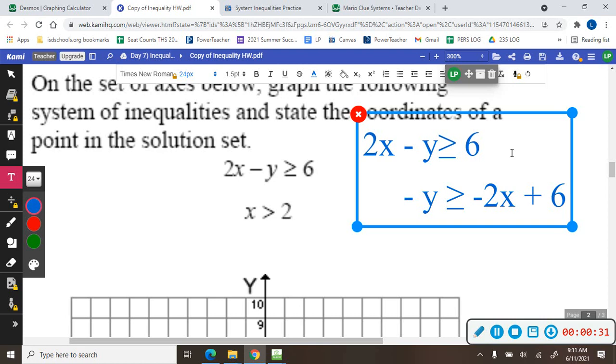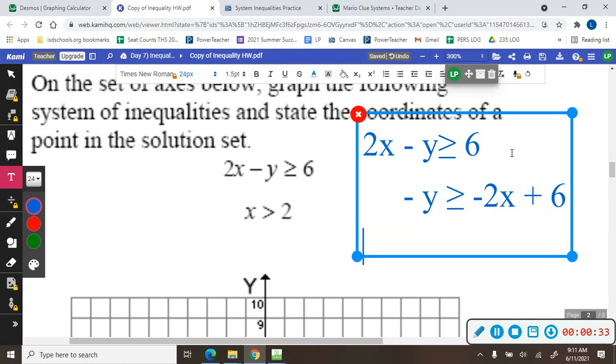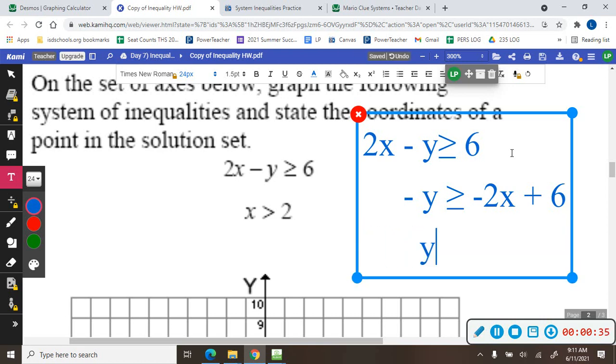And then divide all of them by negative 1, and you get y. And remember, this inequality, when you divide by a negative number, flips around. And so when you divide by negative 1, that changes that to a positive 2x and changes that to a minus 6.